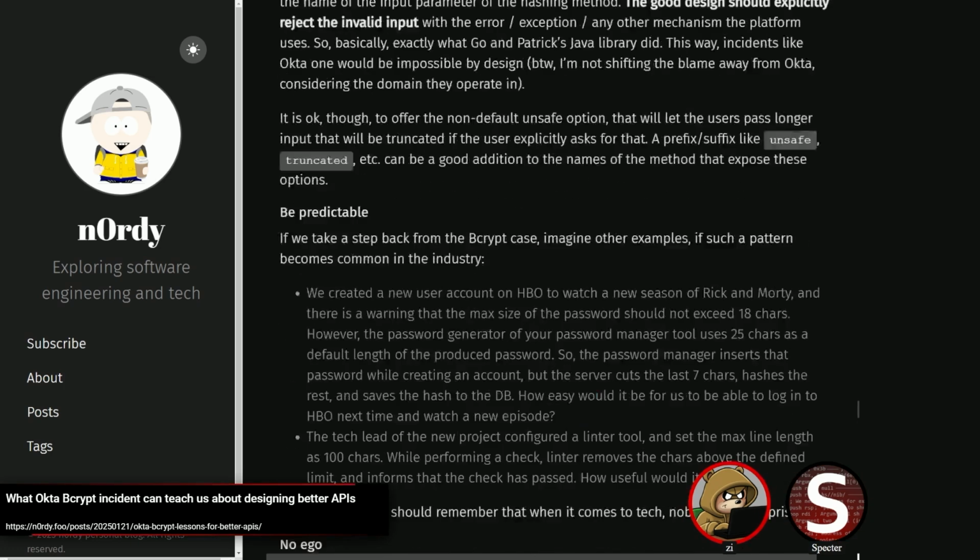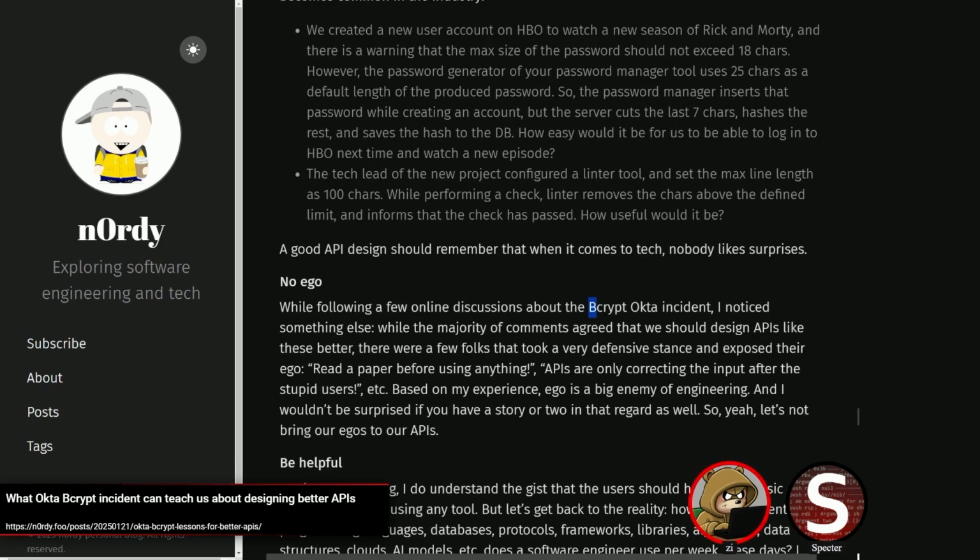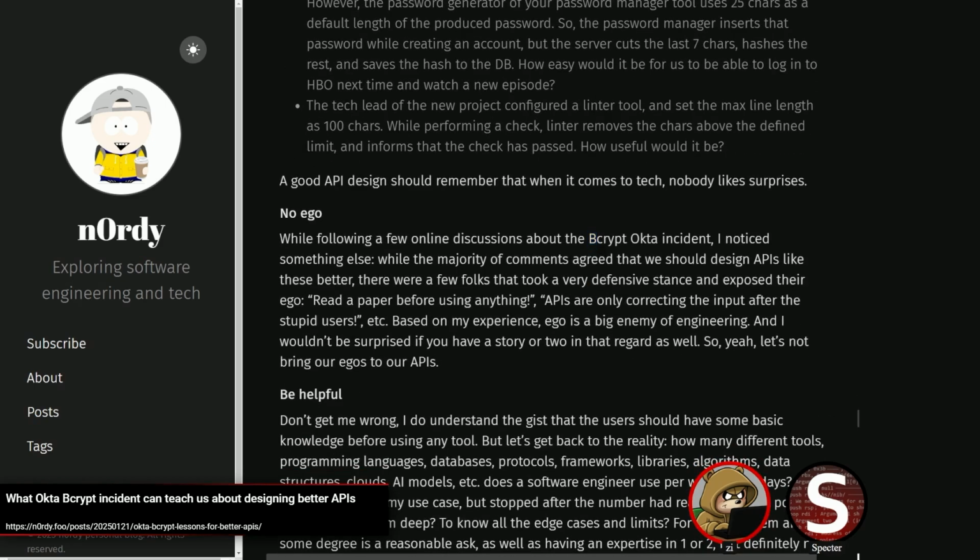Part of what they talk about in their concluding area, where they have some good API design suggestions, is not having an ego in designing your API. The attitude of users needing to read the paper, that's just stupid users doing this.